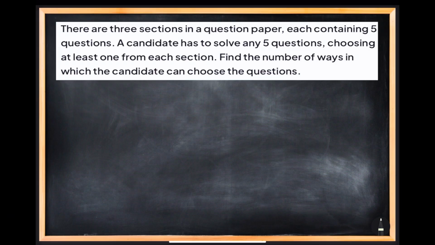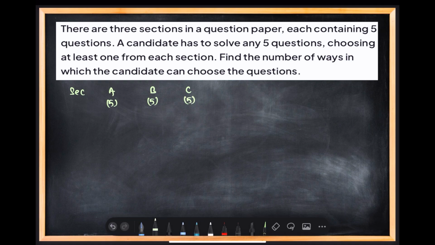Okay, so we have this situation. There are three sections in a question paper, let's say section A, B, C, each containing 5 questions. So 5, 5, and 5. A candidate has to solve any 5 questions, choosing at least one from each section.